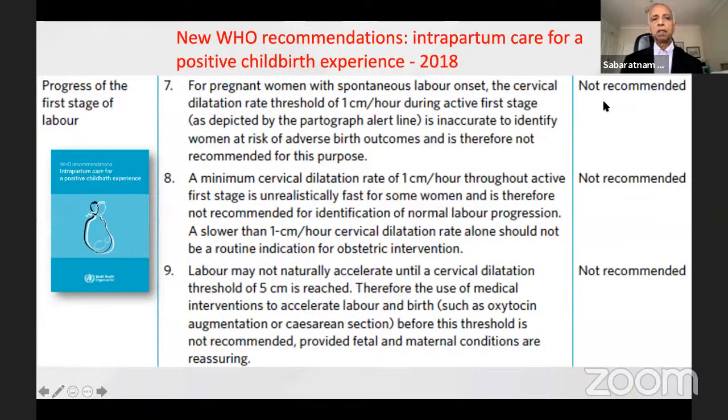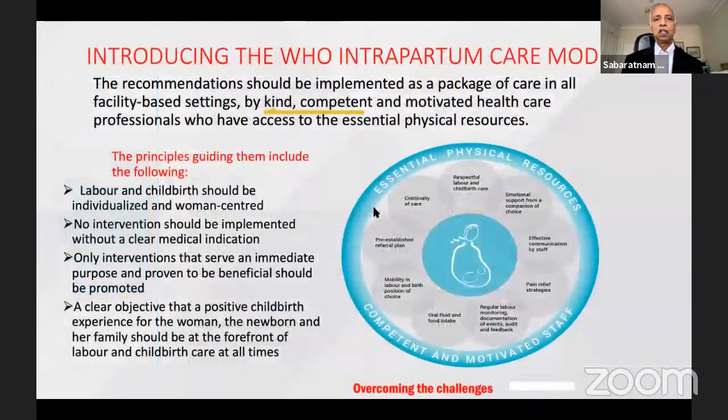And what is not recommended is to intervene if she is just dilating at the rate of 1 centimeter per hour, as that minimum dilatation throughout the active phase is unrealistically fast. And labor may not naturally accelerate until 5 centimeters. As such, you shouldn't use suction or oxytocin before 5 centimeters. So it's very clear from the intrapartum care guidelines when to intervene.